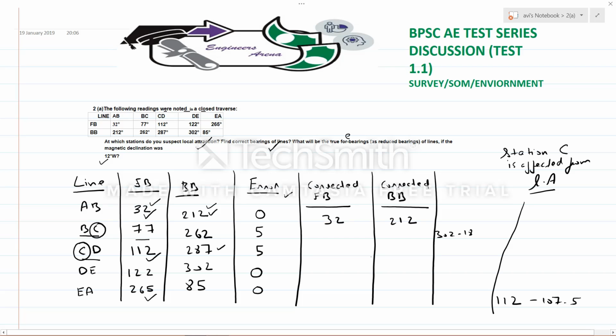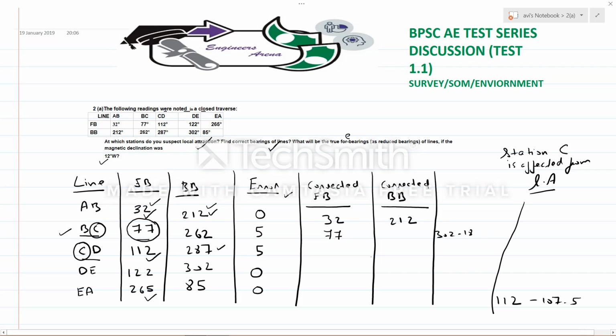That station C has local attraction. So from here you have to be careful. Since station C has local attraction, as we move from B to C, the fore bearing of the line will remain the same. The fore bearing of the line remains the same, that is, it will be equal to 77 degree. But the back bearing will change.